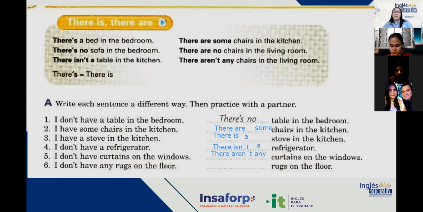I don't have any rugs on the floor. There aren't rugs. To emphasize, any rugs on the floor. Correct? Yes. Questions? No. You practice. There is, there are, there isn't, there aren't. Okay? There are some, there aren't any. Yes? To emphasize it.